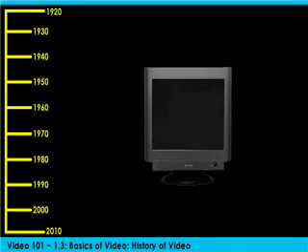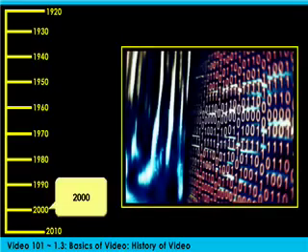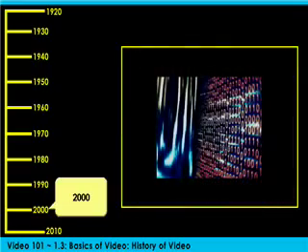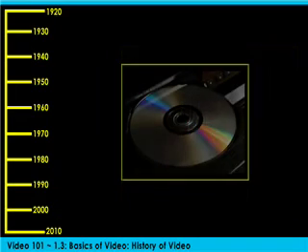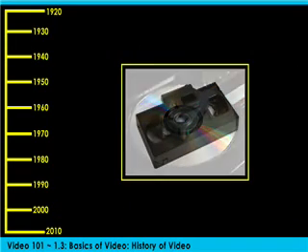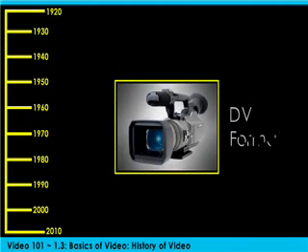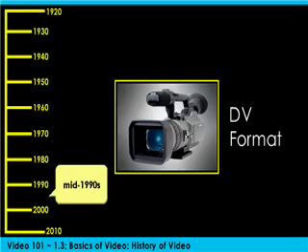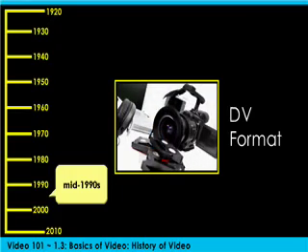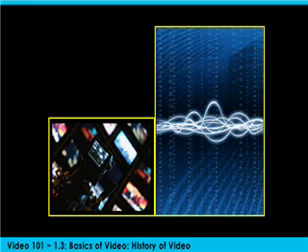Over the next decade, advances in digital video led to better compression schemes, which allowed video to be recorded and played back on DVDs and more compact magnetic tapes. With the introduction of the DV digital video format in the mid-1990s, and its rapid adoption by professionals and consumers, the digital revolution had begun. Today, video is primarily digital.